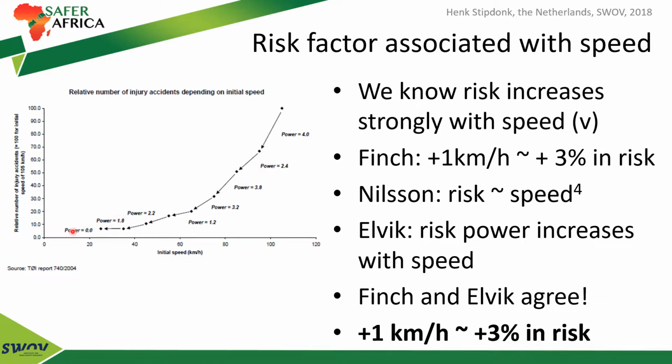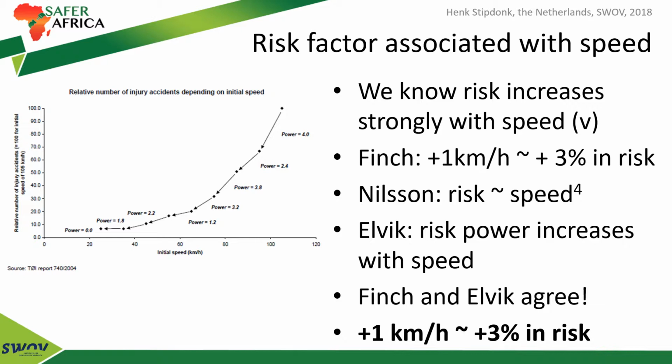Here you see the relative risk, which is 1 at 0 speed, and then increases with increased speed, and this increase goes faster and faster with increasing speed. And according to this graph, the risk increase follows actually a simple formula. 1 kilometer per hour increase causes a 3% risk increase. And there's another report by Finch that confirms this result.